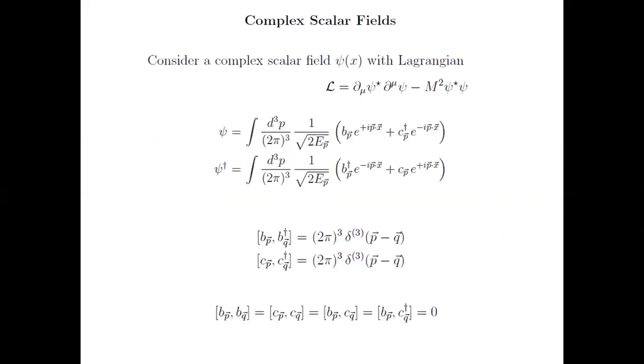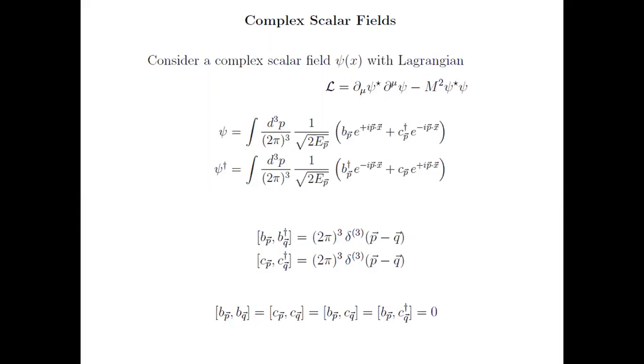Now we were looking at real scalar fields until now. We will look at complex scalar fields now. So what is a complex scalar field? A complex scalar field is nothing but simply two real scalar fields, phi 1 and phi 2, where psi equals phi 1 plus i phi 2 and psi star equals phi 1 minus i phi 2.